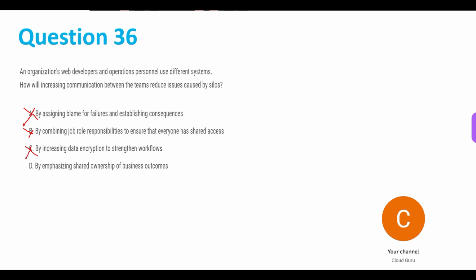And we're just left with D, by emphasizing shared ownership of business outcomes, which is our answer. Obviously, it's the only option left. Once again, I repeat, D, by emphasizing shared ownership of business outcomes, is the answer for question 36.